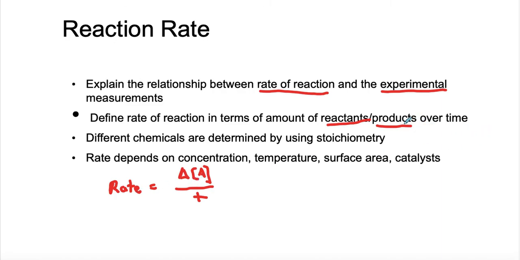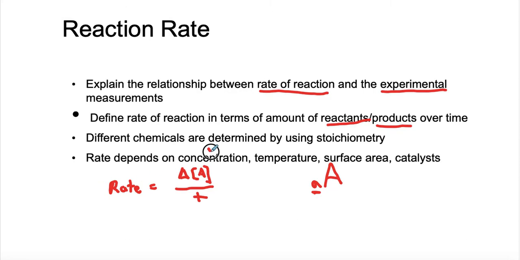If you're measuring your products, you would need to look at the amount of products over time. That is going to increase. With different chemicals, you would have to use stoichiometry to represent the rate. So if you have a coefficient in front of a chemical, that coefficient tells you the ratios, and you would then need to use that factor in determining the actual rate of the reaction.